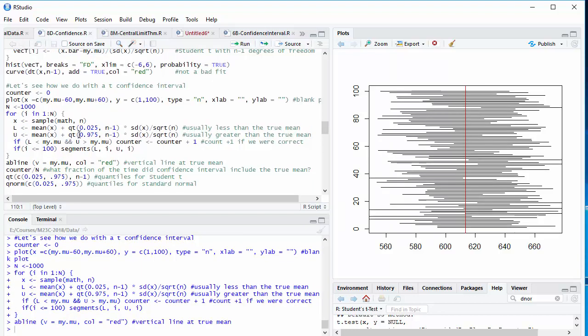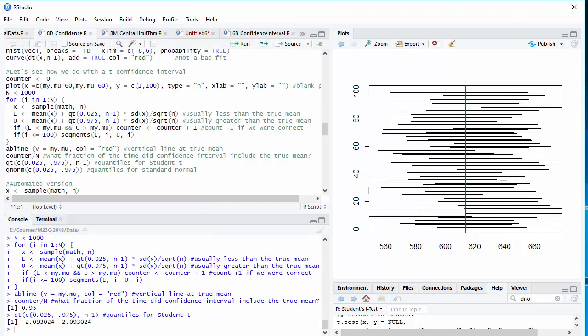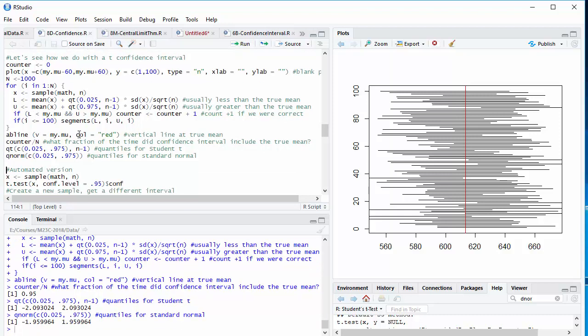And as you can see, that red line intersects the confidence interval most of the time. And we hit it right on the nose, 95% of the time. And in this case, because 20 is a fairly large number, the quantiles for the student t-distribution are not that much larger than the quantiles for the standard normal distribution.